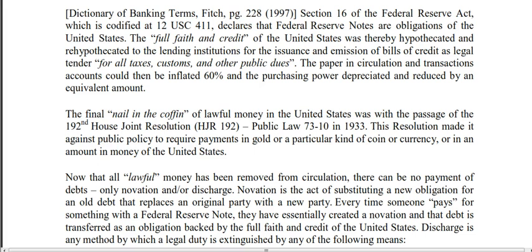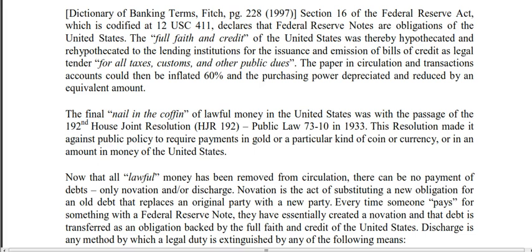Section 16 of the Federal Reserve Act, which is codified at 12 U.S.C. 411, declares that Federal Reserve notes are obligations of the United States. The full faith and credit of the United States was thereby hypothecated and rehypothecated to the lending institutions for the issuance and emission of bills of credit as legal tender for all taxes, customs, and other public dues. The paper in circulation and transaction accounts could then be inflated 60% and the purchasing power depreciated and reduced by an equivalent amount.